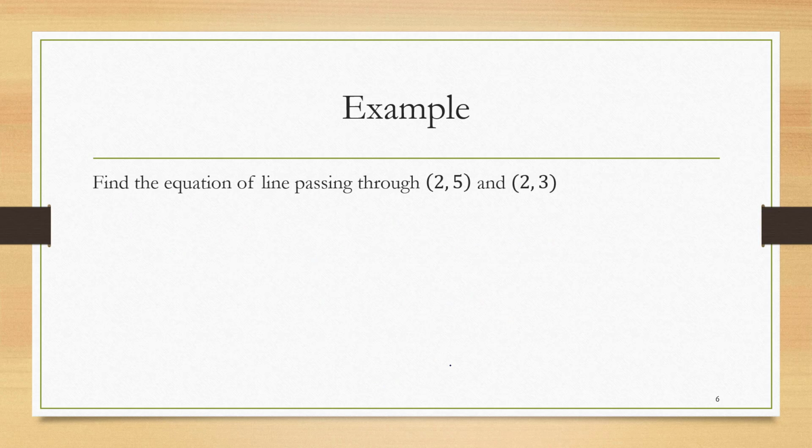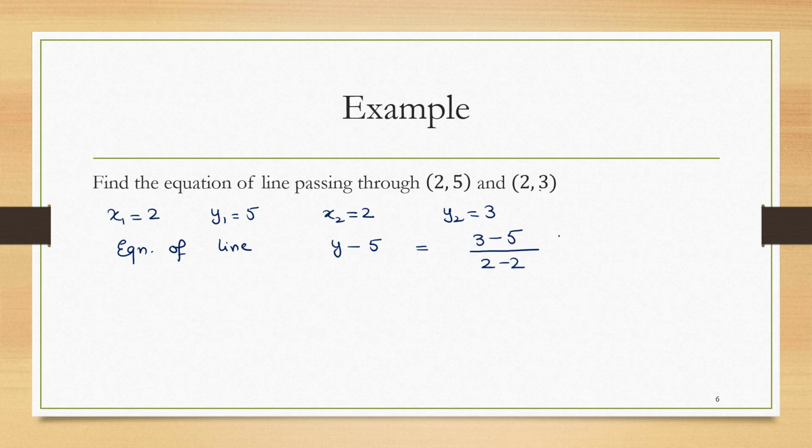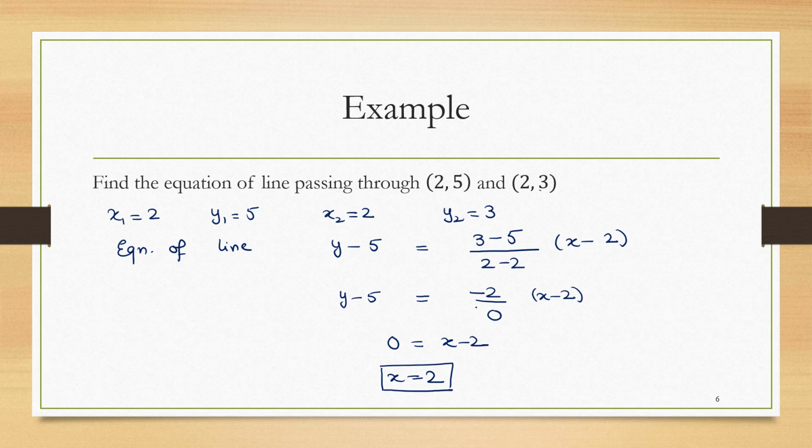Now we see the equation of a line passing through the points 2, 5 and 2, 3. Note that here the x coordinates are the same. So it is a line having the same x coordinates. So now x1 is 2, y1 is 5, x2 is 2 and y2 is 3. So the equation of the line is given by y minus y1 is equal to y2 minus y1 by x2 minus x1, into x minus x1. That is, y minus 5 equal to 3 minus 5, which is minus 2, upon 0, into x minus 2. If we cross multiply, y minus 5 into 0 will become 0, so we get 0 equal to x minus 2, or x equal to 2. So this is the equation of the line.